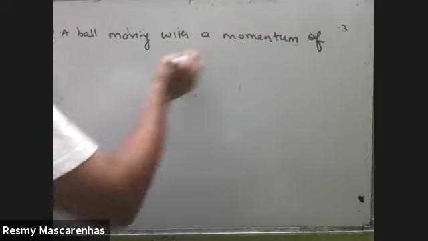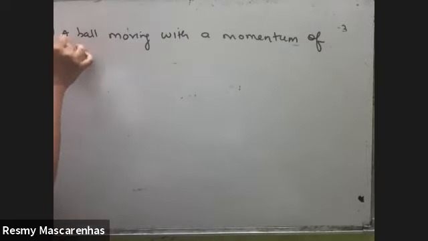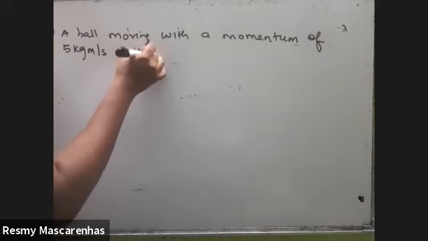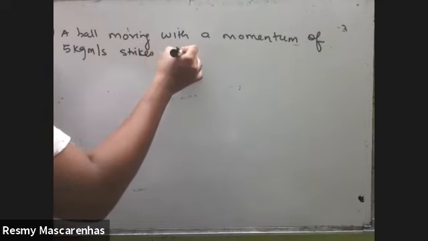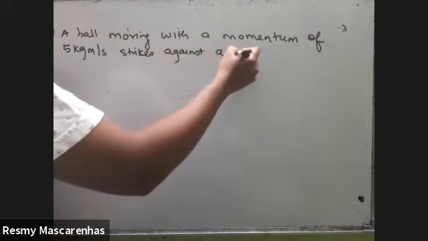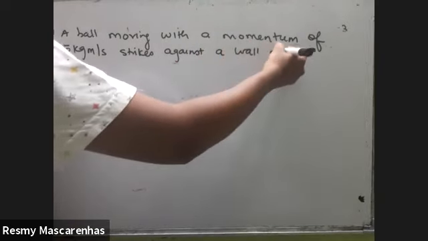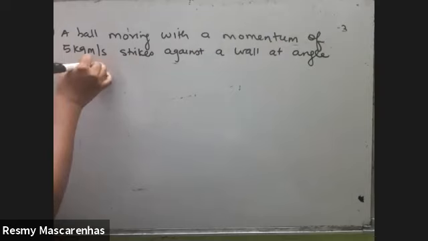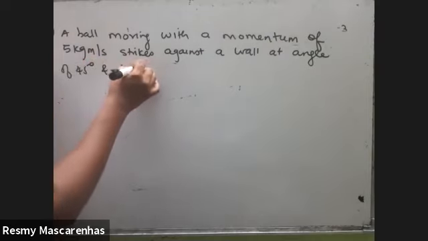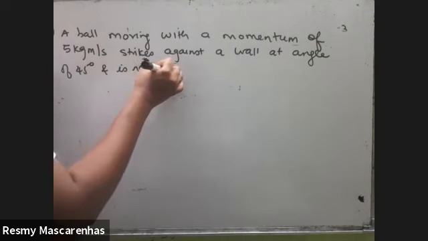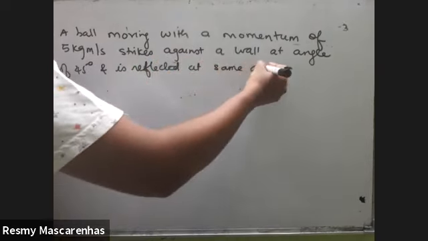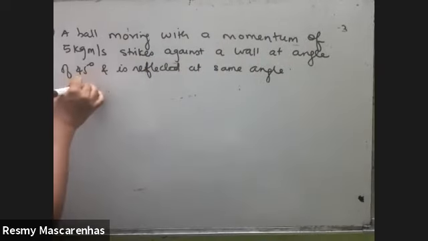A ball moving with a momentum of 5 kg meter per second strikes against a wall at an angle of 45 degrees and is reflected at the same angle. Calculate the change in momentum.